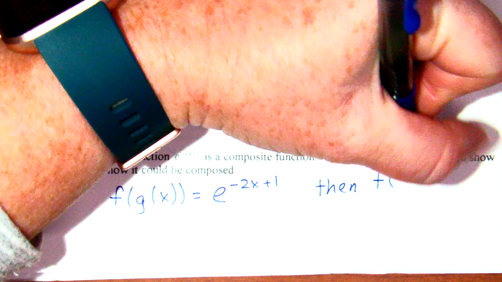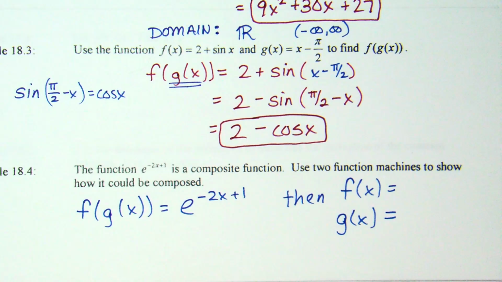I like it. If f of x is e to the x, then what's g of x? Negative 2x plus 1. Put it back together in your head. Does that work? Yeah, because you're taking g and putting it into f, so you're putting it in place of that x. Are there other variations that could probably work? Yes. That's the most obvious one, though, and thus the easiest one to come up with.